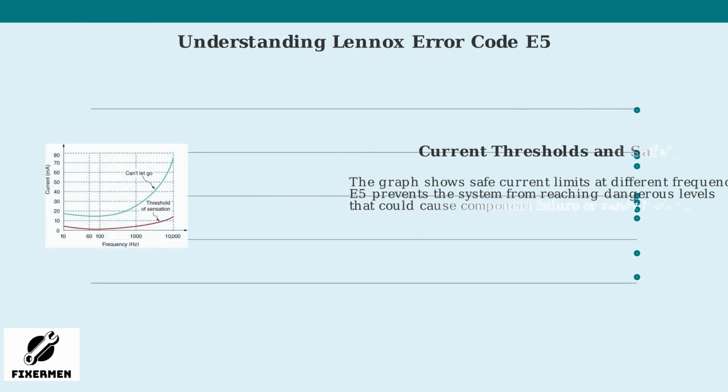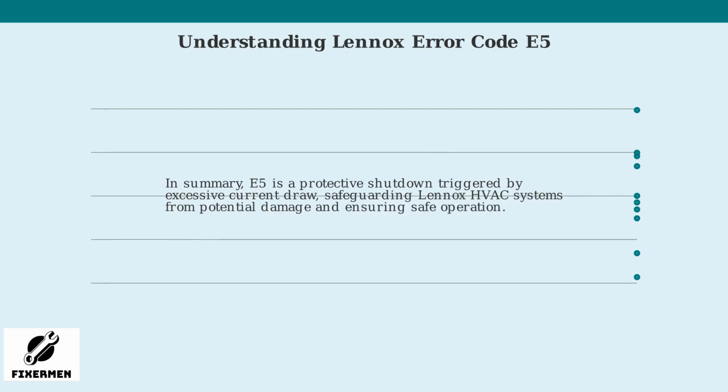Current thresholds are critical for safety. The graph illustrates how electrical current can become hazardous at certain levels and frequencies. E5 ensures the system stays within safe operating parameters to protect both the equipment and users. In summary, Lennox Error Code E5 is a vital safety feature that protects heat pumps and air conditioners from electrical overload, automatically shutting down the system when current exceeds safe thresholds.